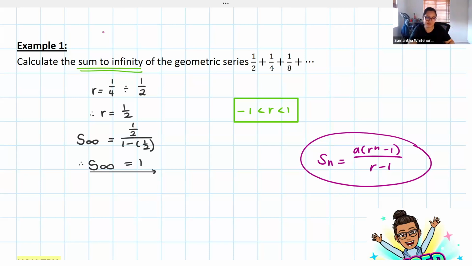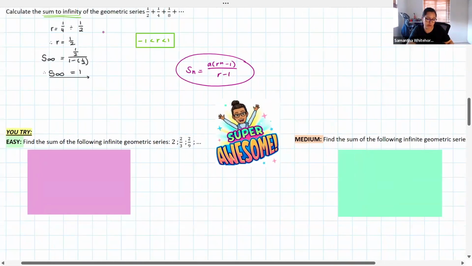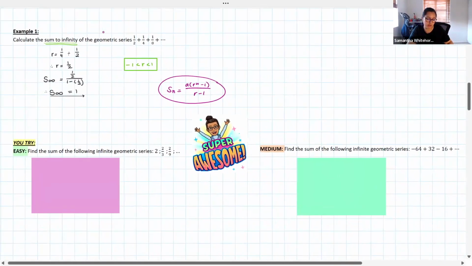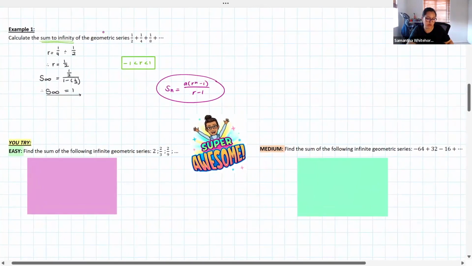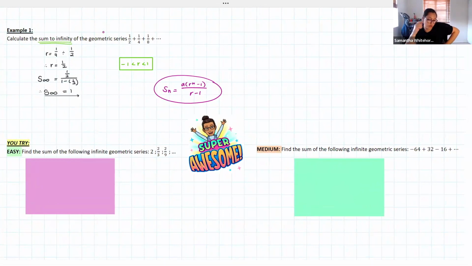Cool. Okay, guys, so you know the drill. Decide where you're at, easy or medium. The easy one, you've got 2, 2/3, 2/9, and I want the sum of the infinite geometric series. The medium one is -64 plus 32 minus 16, and again the sum. So give those a try.